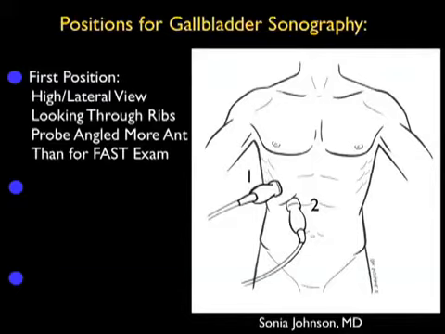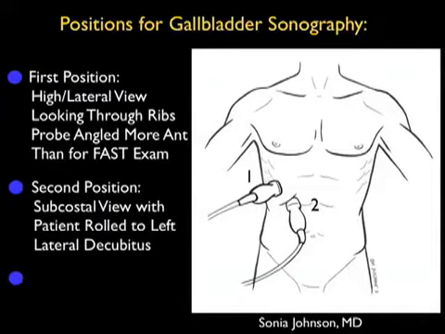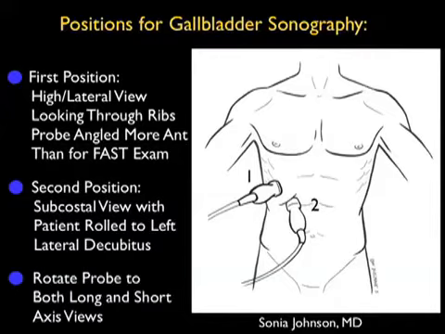As shown in probe position 1, the first position that's often used for gallbladder sonography is known as the high lateral view, in which we're looking through the ribs. It's best to use a smaller footprint probe for this exam so that we can easily sit the probe between the ribs. We're going to be coming in a view that's very similar to the right upper quadrant view for the trauma FAST exam. However, the probe here is angled more anteriorly than for the FAST exam to image the gallbladder.